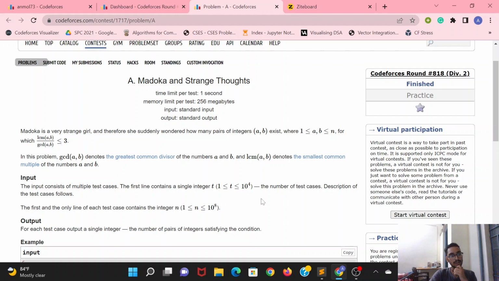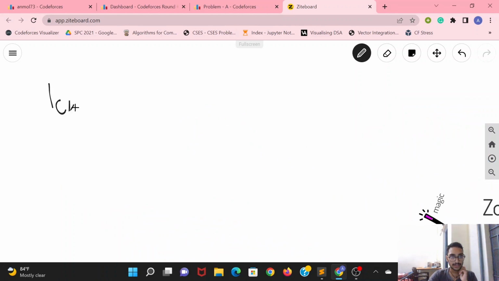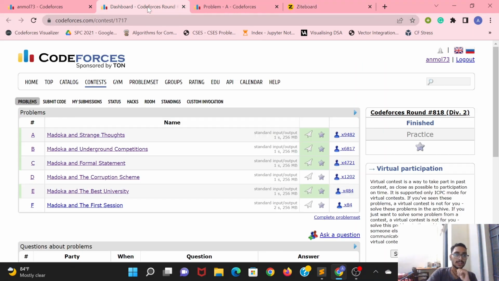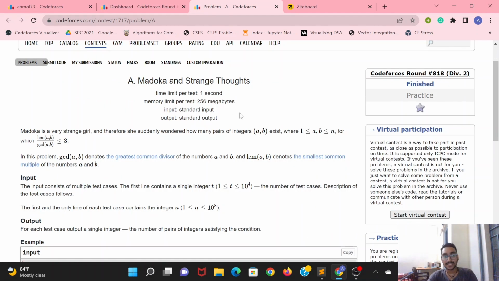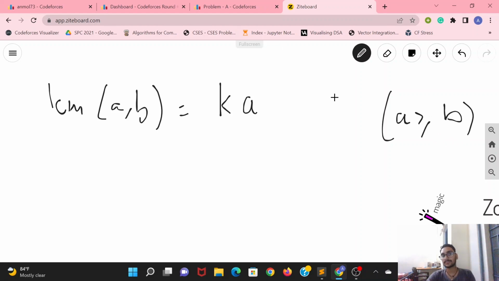So yeah, the first thing you need to understand is that if you write LCM of a comma b, by the definition of LCM, this is a multiple of both a and b. Okay, so we can write this as some k times a or l times b. Okay, so let me write it as k times a. And also one thing just before we start, let us assume a is greater than or equal to b.